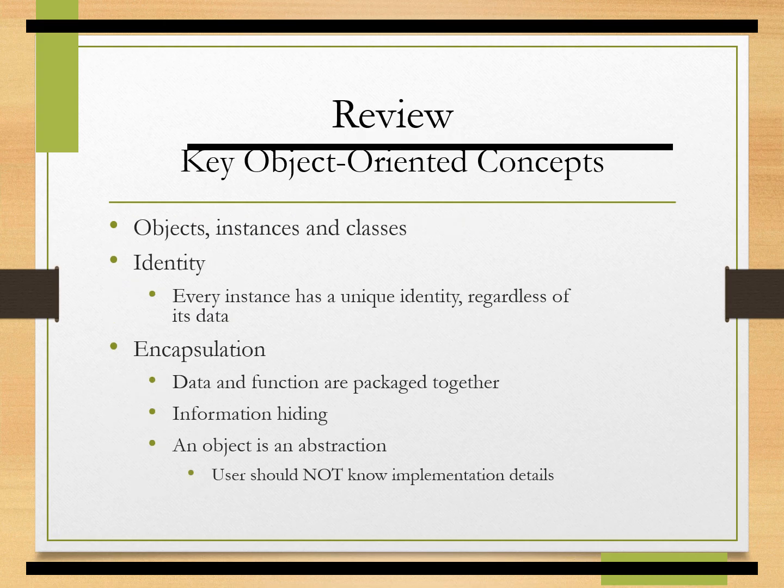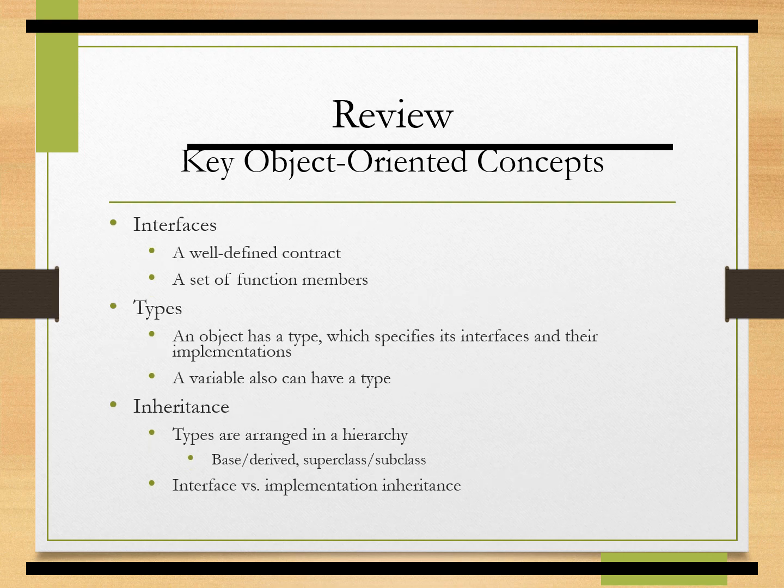The key object-oriented concept is identity. Identity is a unique element regardless of its data, covering object instances and classes. What is encapsulation? Encapsulation is where data and functions are packed together for information hiding, and an object is an abstraction. The user does not need to know the unnecessary implementation details.